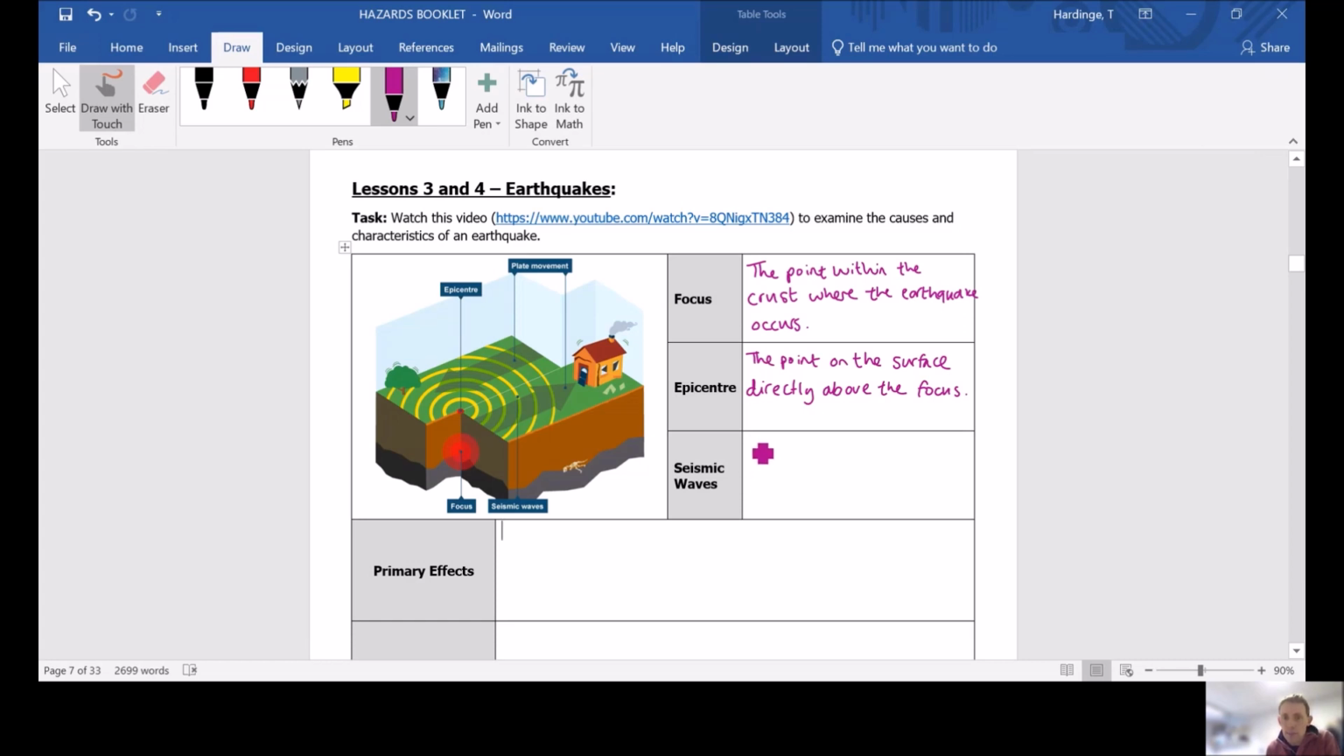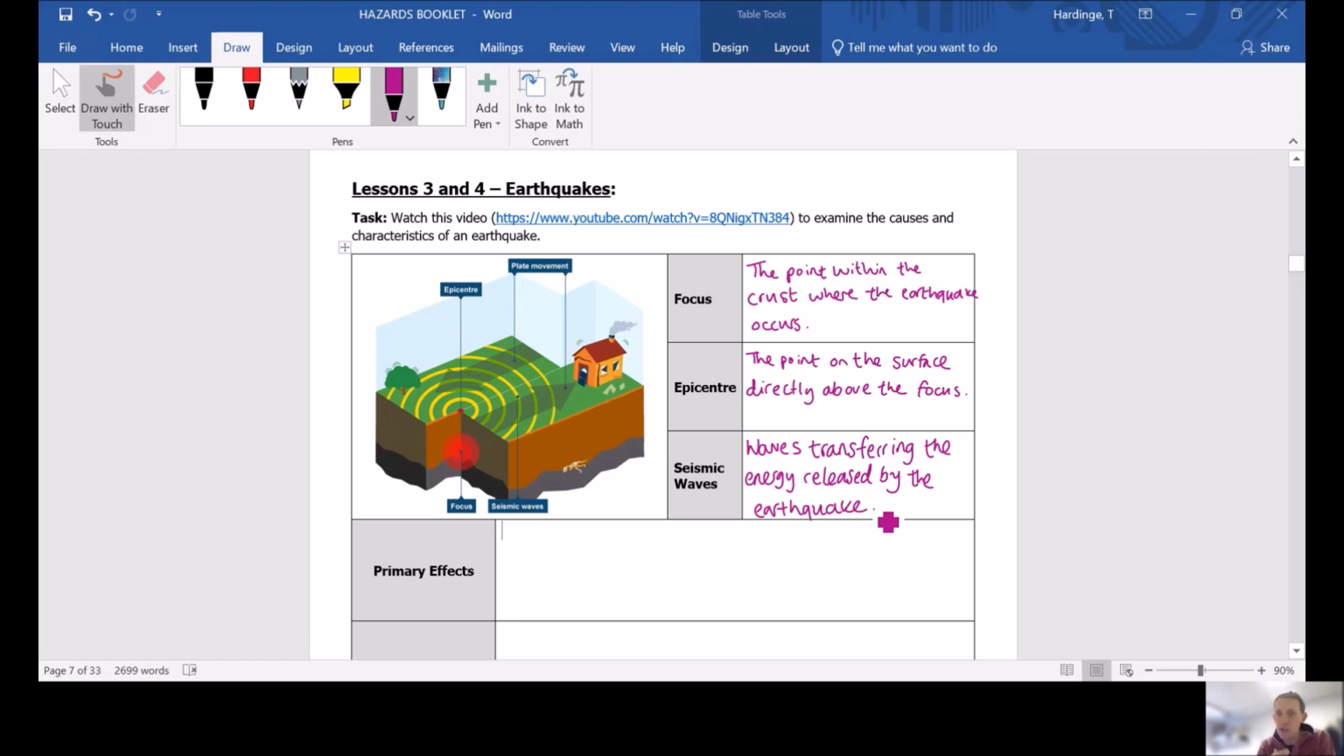So seismic waves, we can define those as being waves transferring the energy released by the earthquake. Because ultimately that's what an earthquake is.